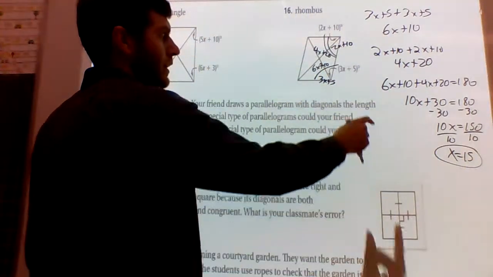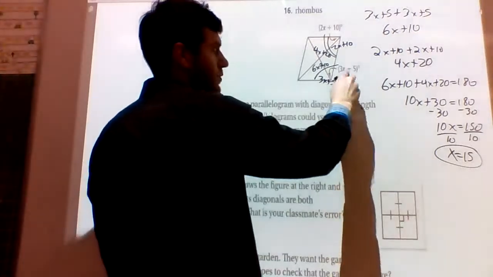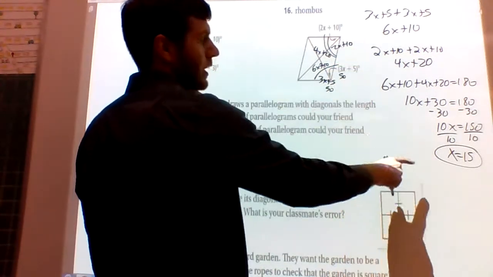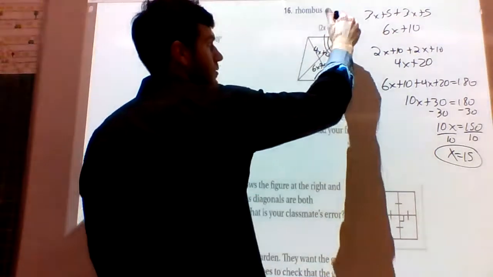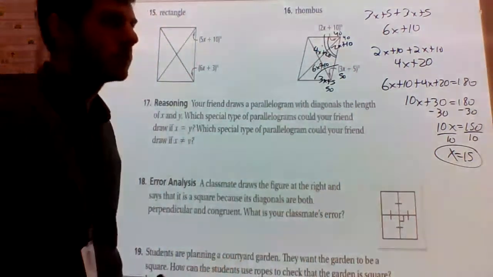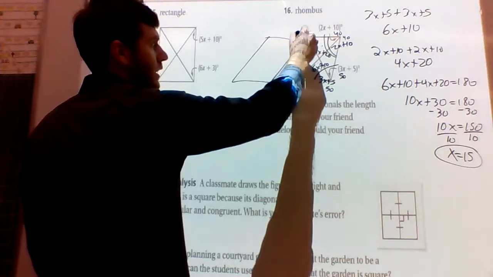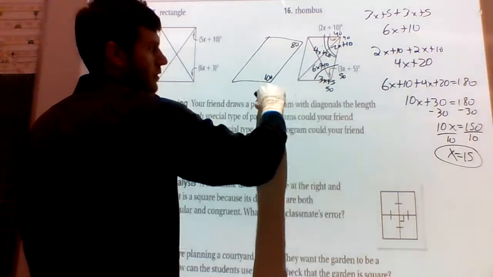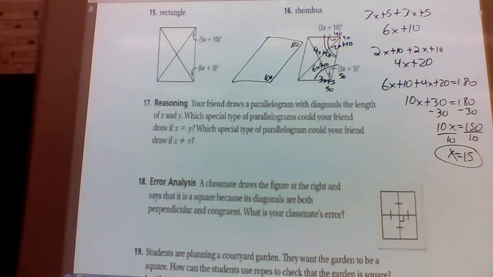Okay, we substitute it back in. 15 times 3 is 45. 45 plus 5 is 50. So we have 50 and 50. Here we're going to have 2 times 15 is 30. Plus 10 is 40. So we're going to have 40 and 40. That gives us 80 and 100, right? Because we have 50 and 50. And then here we have 40, 40 to 80. And then 80 plus 100 is 180.